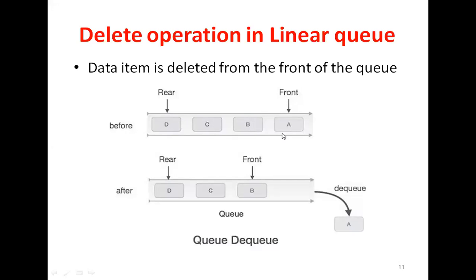Now we want to delete this one, A. Of course, a data item is deleted from the front end only. So you will delete this front item, A. After deletion, you see this is deleted, and then the front value is incremented. So front is now here. Initially front was 0, now it will be incremented to 1. This is known as the DQ operation.